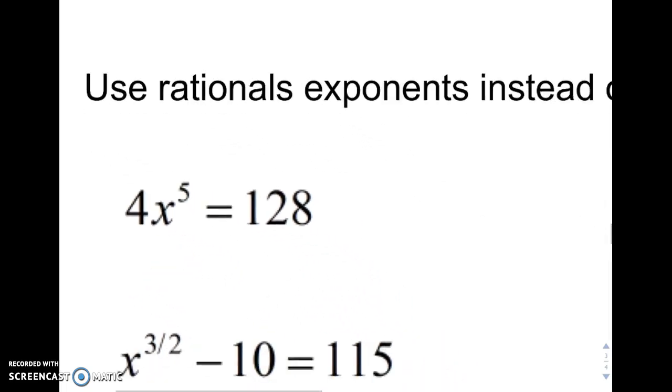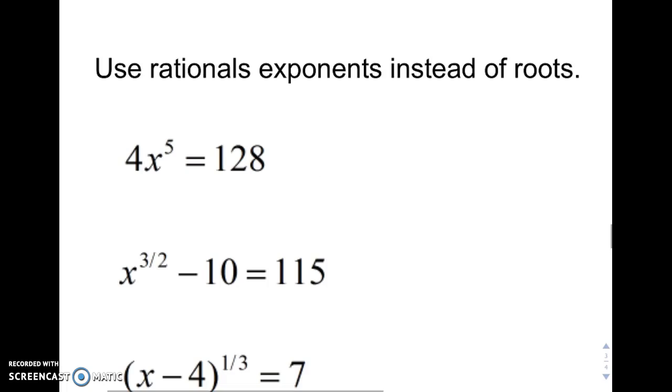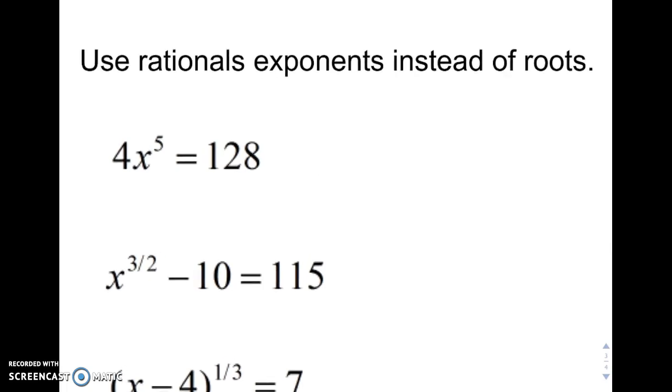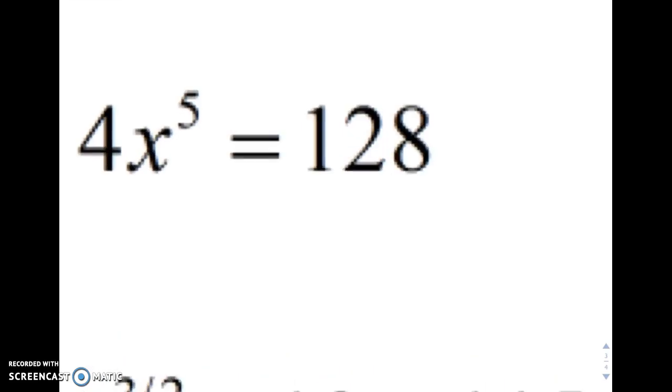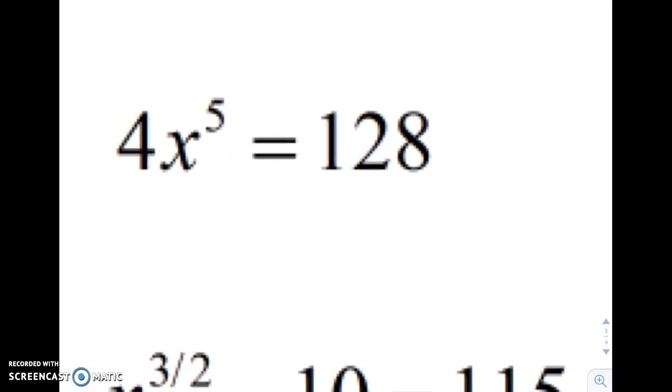Rational exponents are helpful when we are trying to solve. Most of the time, whenever we're trying to get rid of a power, you would use a root. Well, sometimes it's easier to think of it as a rational exponent. So we'll focus on this first question. We're asked to solve.